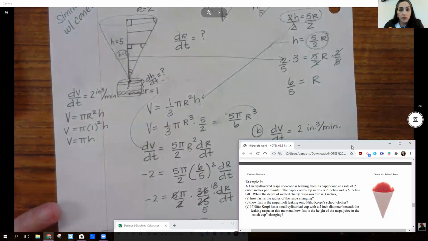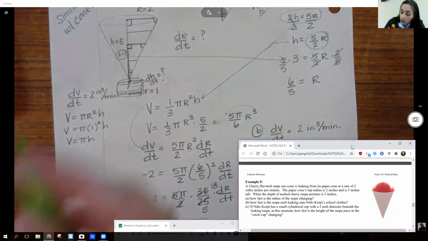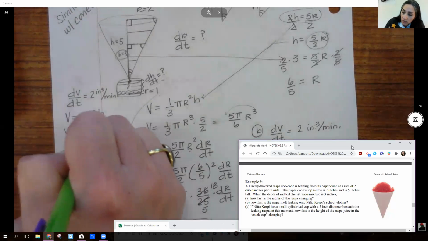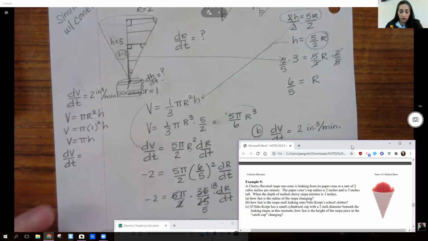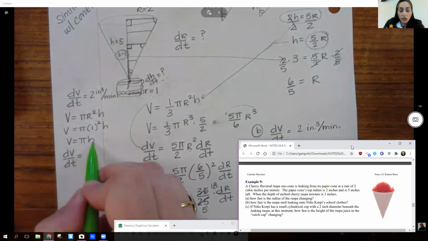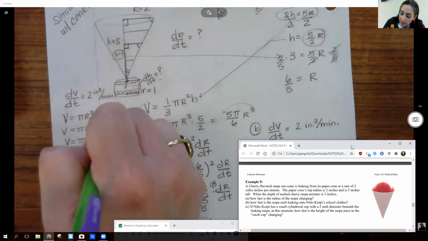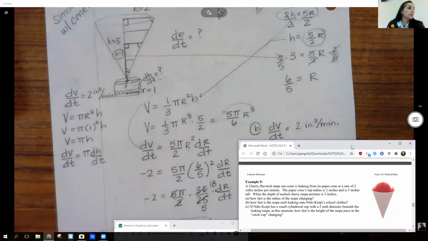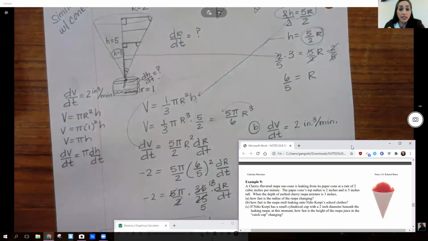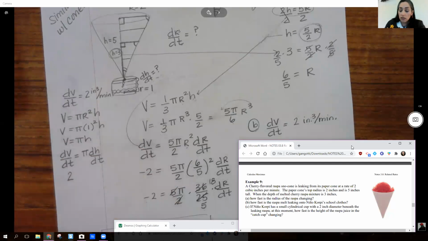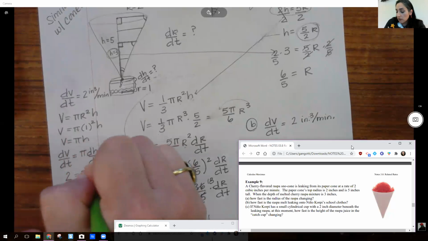Now take the derivative of it. So the derivative of V is dV/dt. And then the derivative of pi h is pi dH/dt. We're looking for dH/dt. That's good. Put the 2 in for the dV/dt and solve.